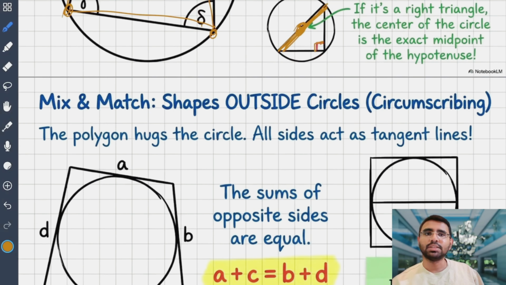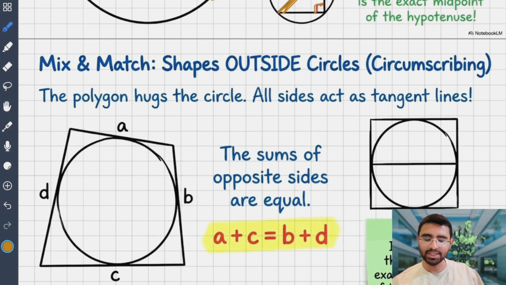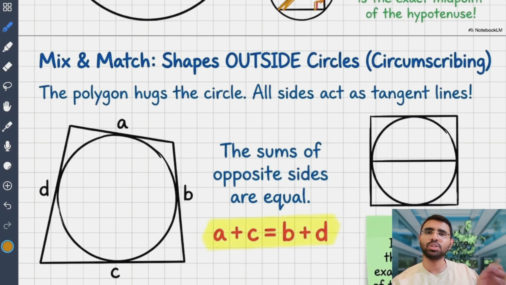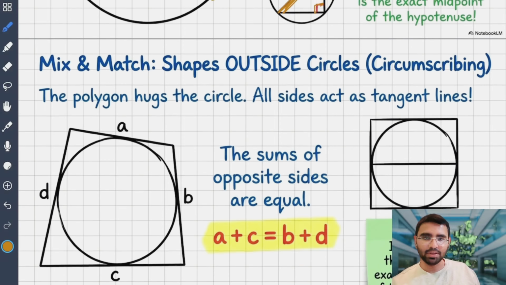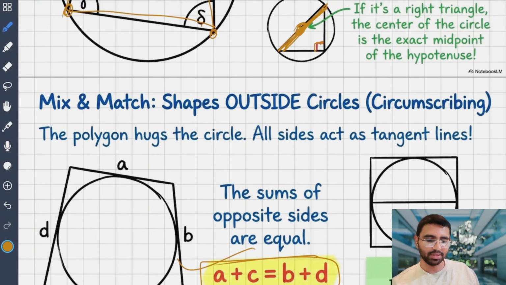Shapes outside the circles. Circumscribing means shapes are outside the circle. So for example, the polygon hugs the circle. All the sides act as tangent lines. So in this, all the sides A, B, C, D are acting as tangent lines. So the sum of opposite sides are equal. Like A plus C is equal to B plus D. Please remember this point.